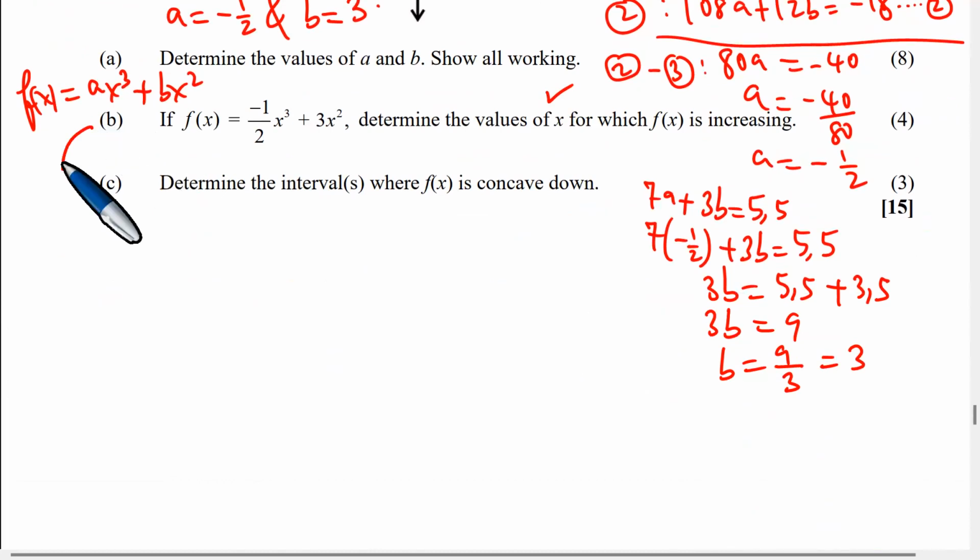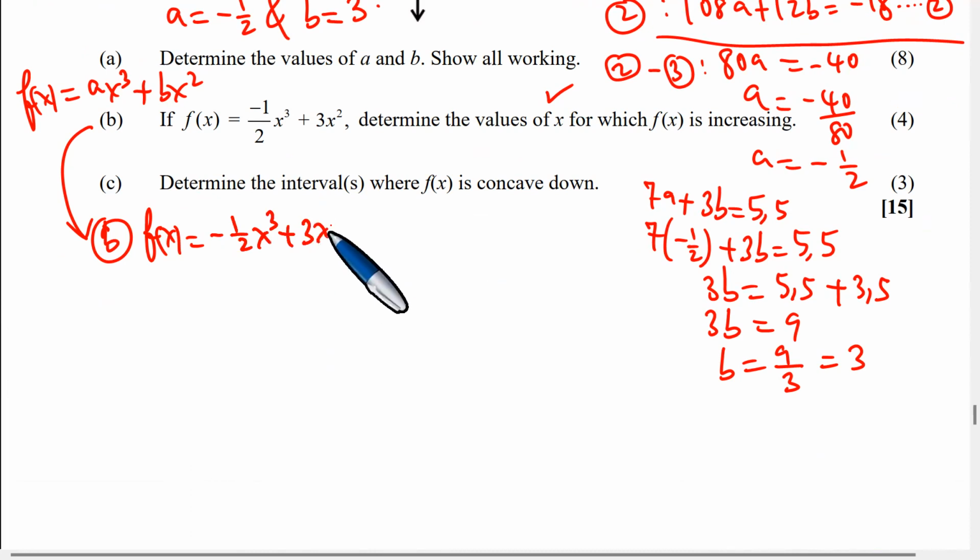Right, so we're going to first do part b. To do part b, we recognize the function f of x, which is minus 1/2 x cubed plus 3x squared. Now, okay, let's do something here.